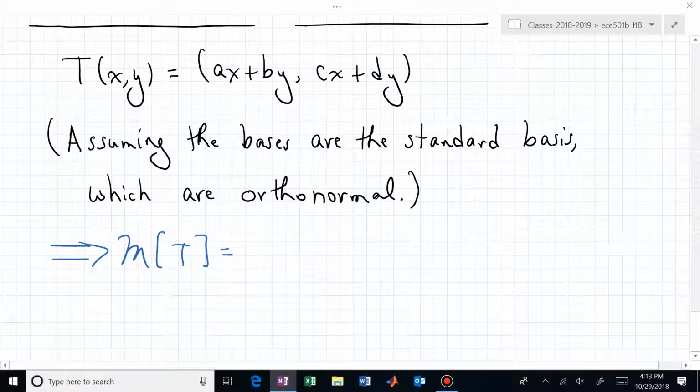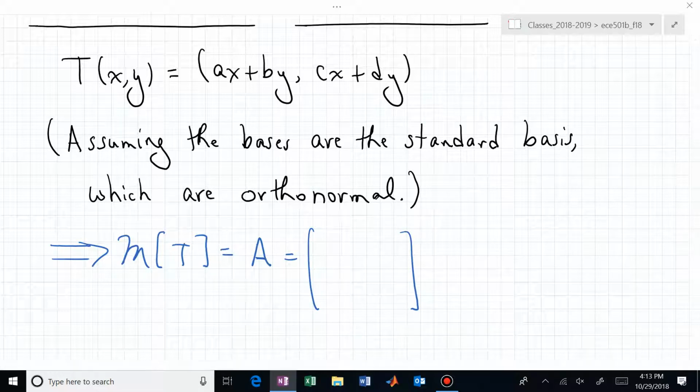Let's say I call it A. This, I think, is fair game for the exam, isn't it? If I gave you a linear map, I should be able to ask you what is the matrix representation of that linear map. What do we want to fill in? The top row, the first column? What do we want?